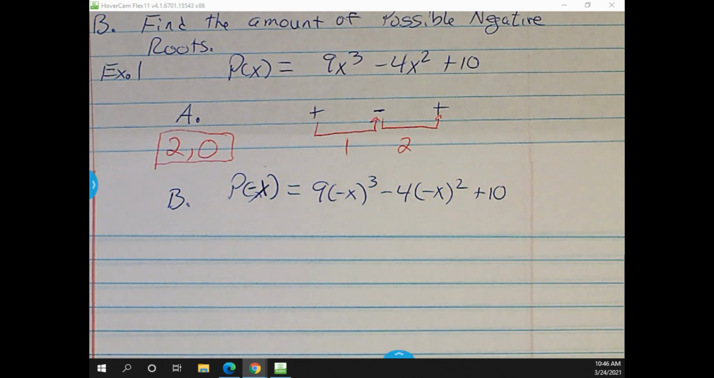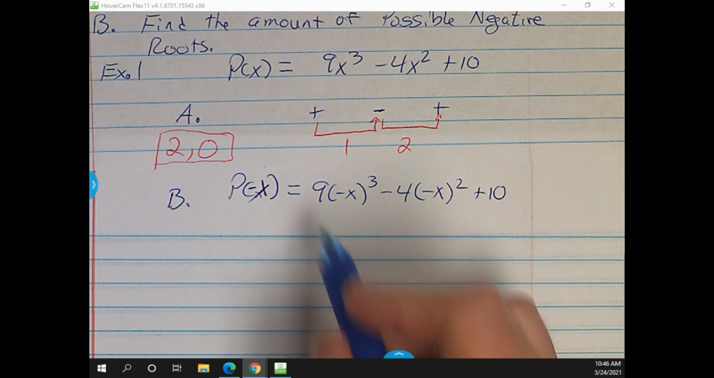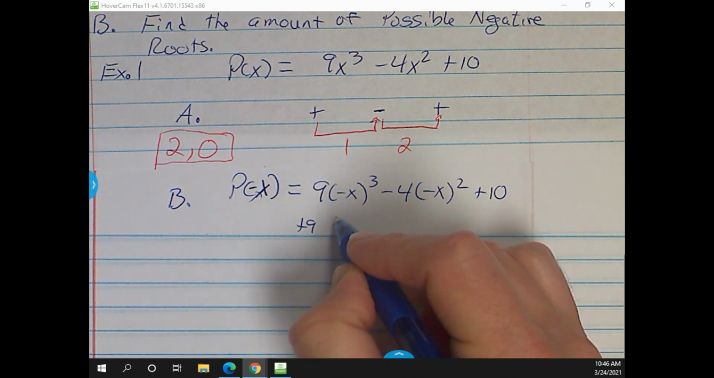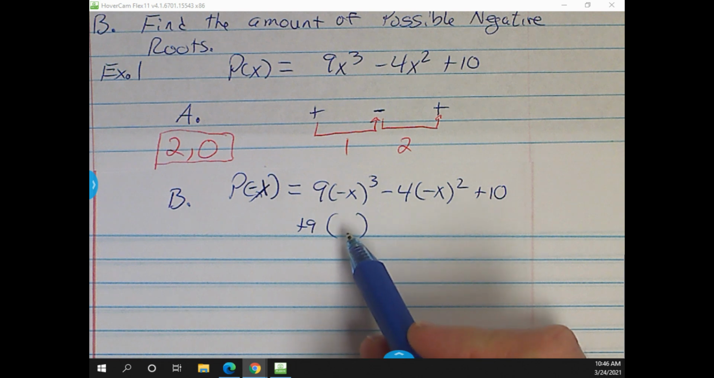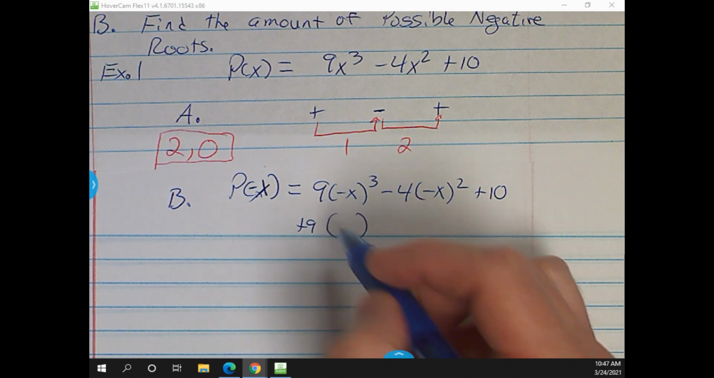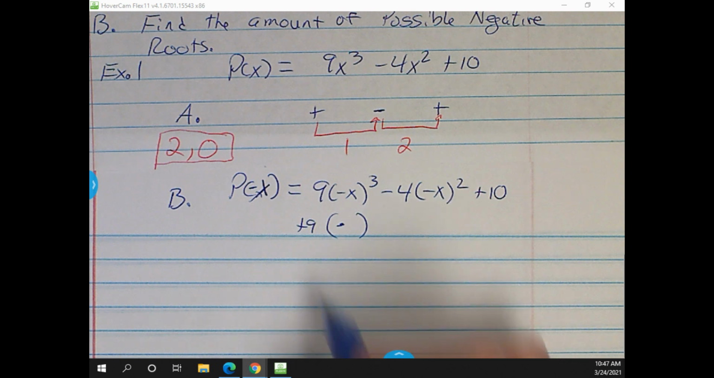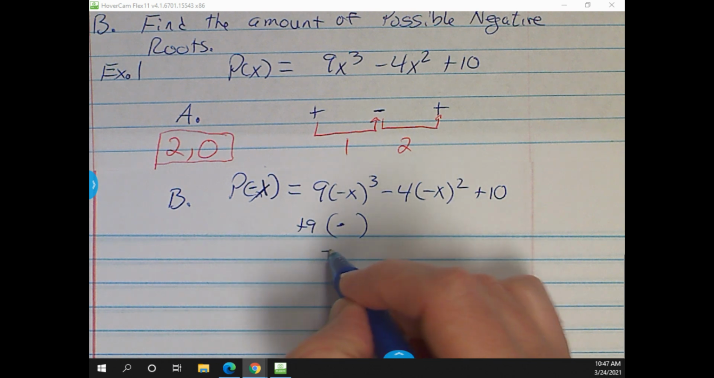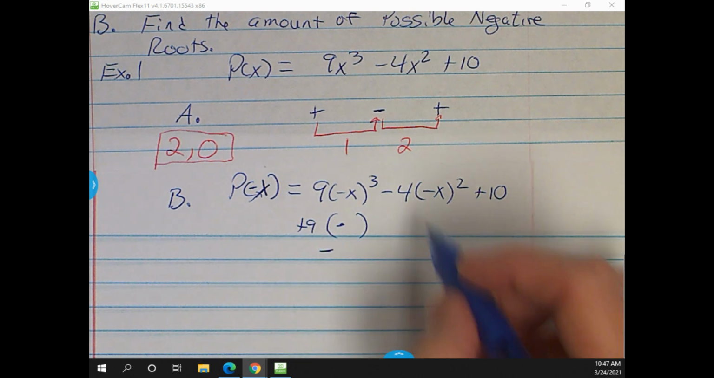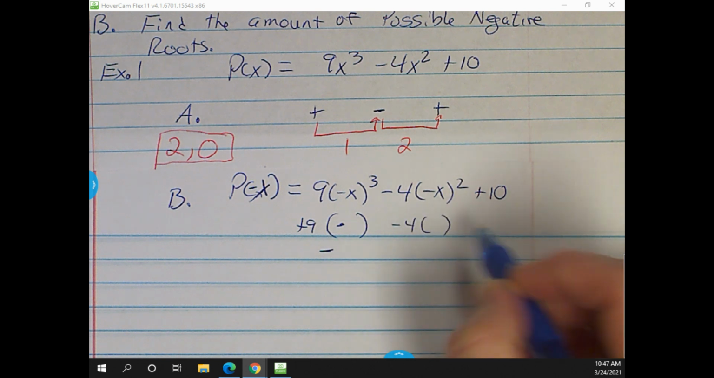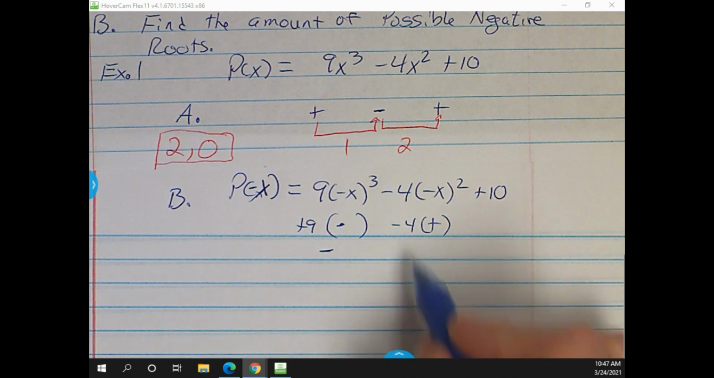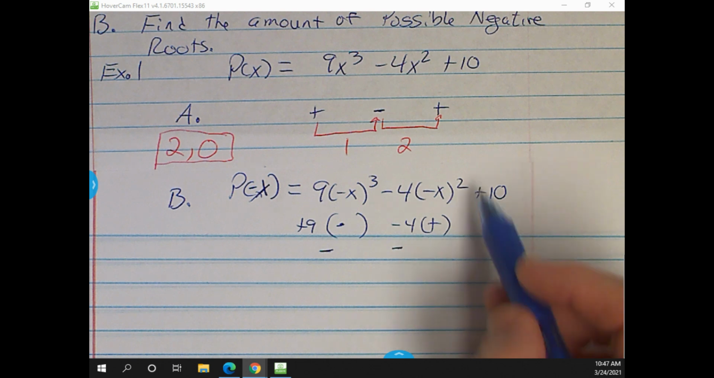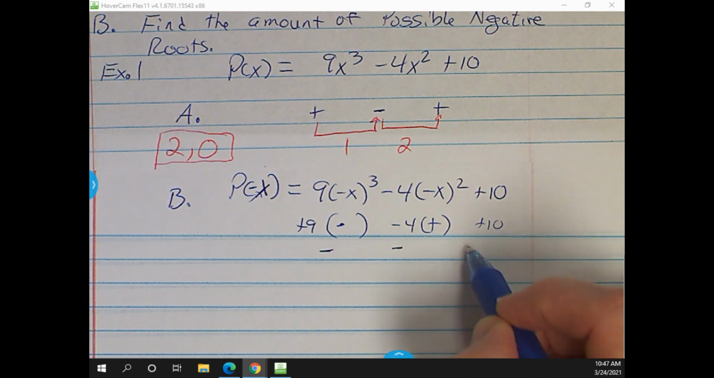All right, and then you have to simplify it. We've got a positive 9 here, and we're going to do negative X to the third. A negative times a negative times a negative is going to be a negative. So a positive times a negative makes that a negative. This one is negative 4 times, and a negative times a negative makes a positive. So that's a negative times a positive, so that one's also going to be a negative. And then the 10 at the end never changes because it's just a constant, so that's going to stay a plus.